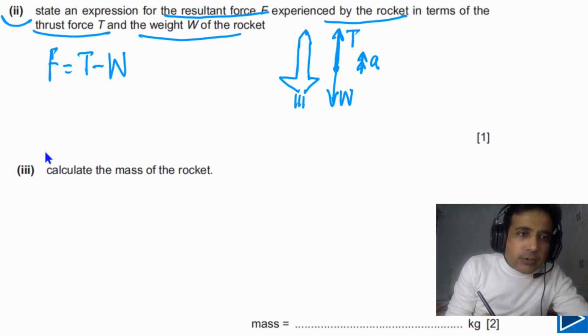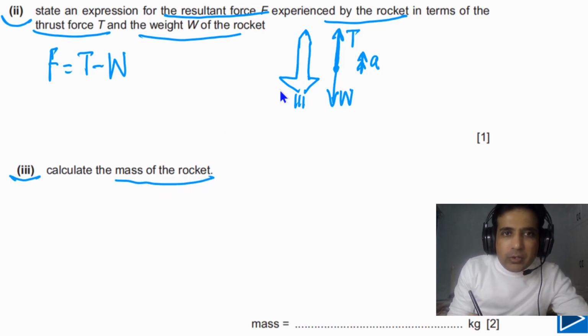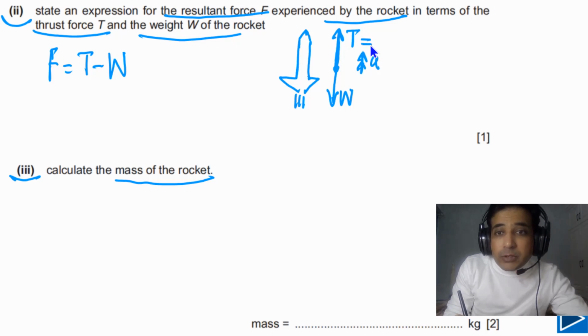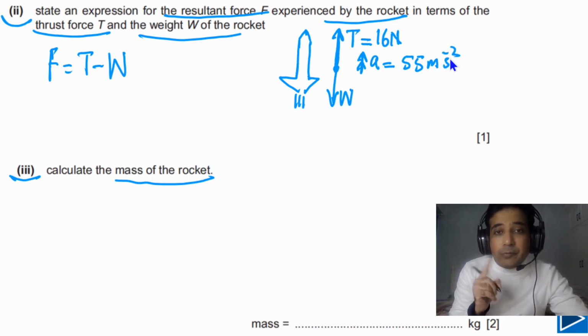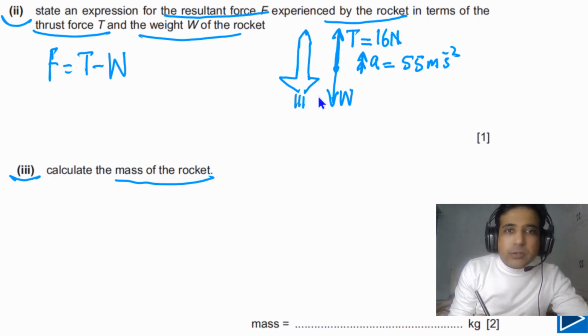Now let's go to the next part. For the next part, we need to calculate the mass of the rocket. The value of thrust force is given to us in the previous part, that is equal to 16 newtons, and the value of acceleration we calculated in part A1 was equal to 55 meters per second per second. So we have to use this information and we can calculate the mass of the rocket.